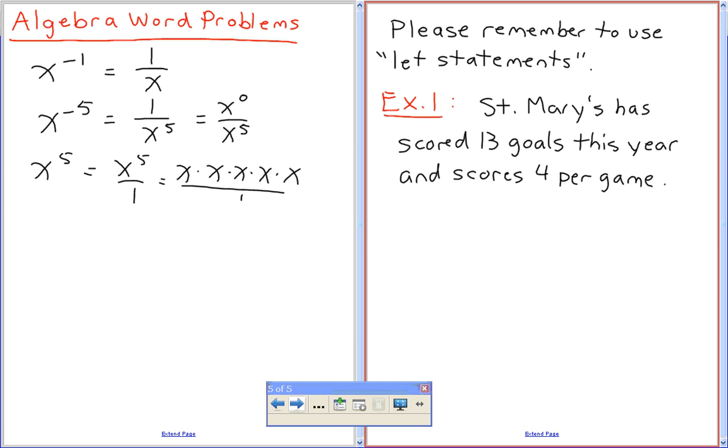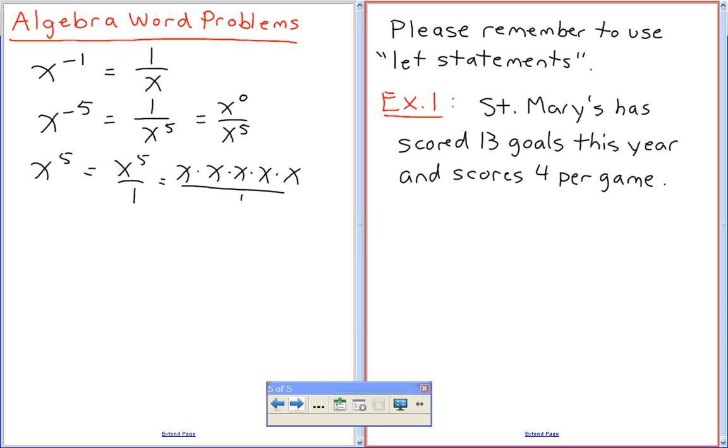Because when I did this on the test, I was generous. People were very, very sloppy. They said things like AX plus BY plus CZ. But then when it came to actually filling in numbers, you could actually do it. But I want to be very, very careful with this. So it says, St. Mary's has scored 13 goals this year and scores 4 per game.